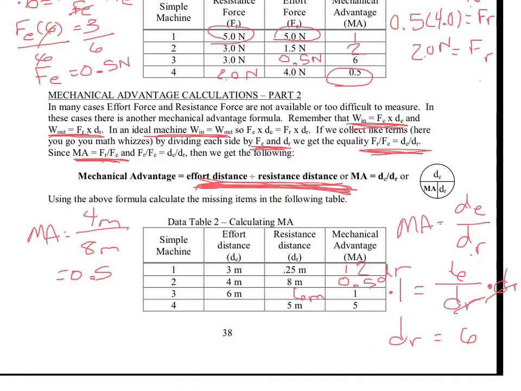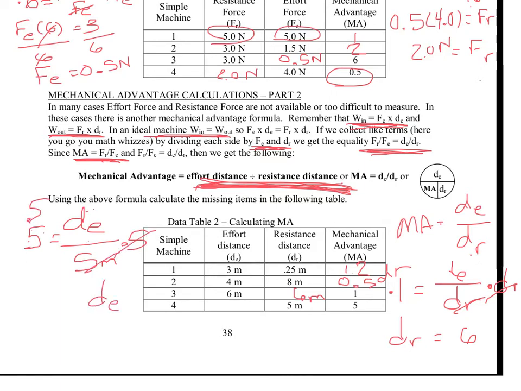And the last one, I have to find my effort distance. I know my mechanical advantage, I know my resistance distance, and now I have to find my effort distance. So I'm going to multiply both sides by 5. So my effort distance is equal to 5 times 5, which is 25 meters. So to have a mechanical advantage of 5 and a resistance distance of 5 meters, I have to have an effort distance of 25 meters.